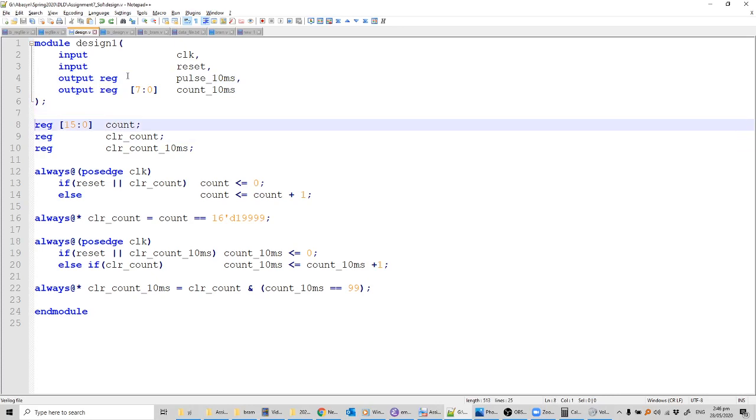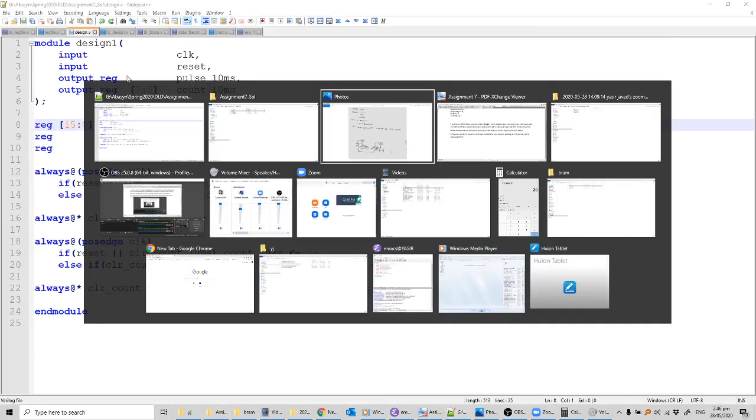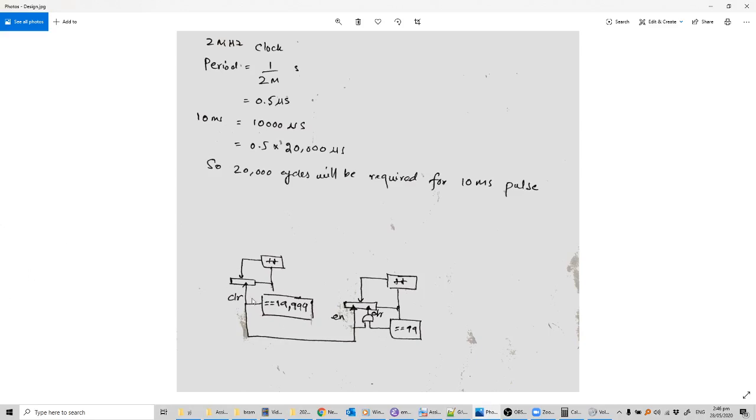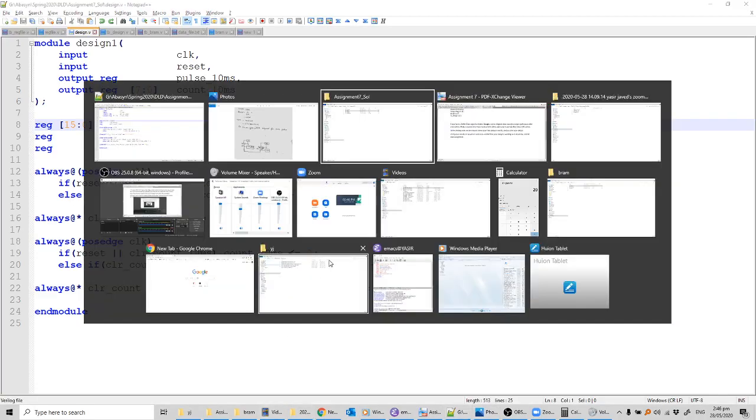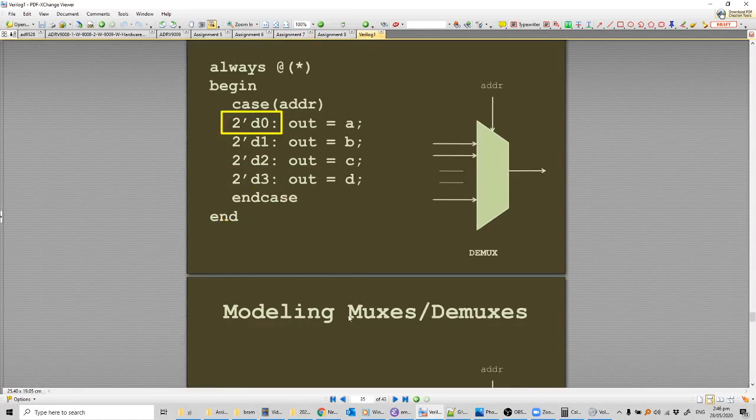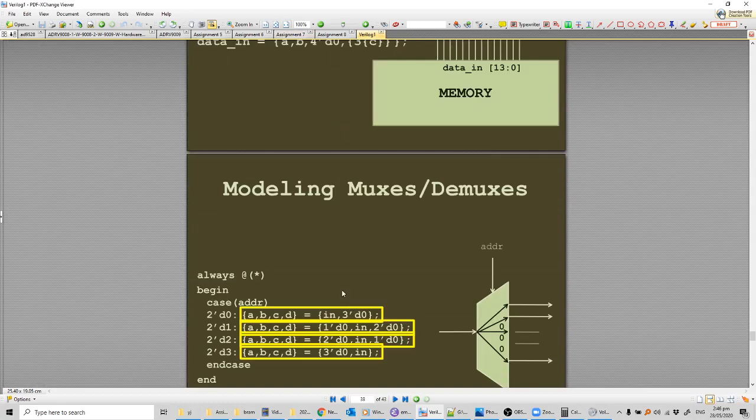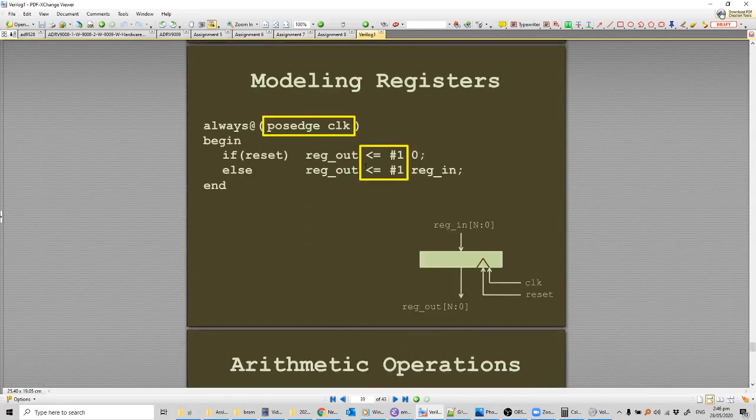So the next thing is how to write code for it. This is a counter, so I need to write code for a register. I've already covered how to write code in Verilog for a register. If you go to the slides, I'll also share a link to these slides. So this is the way.